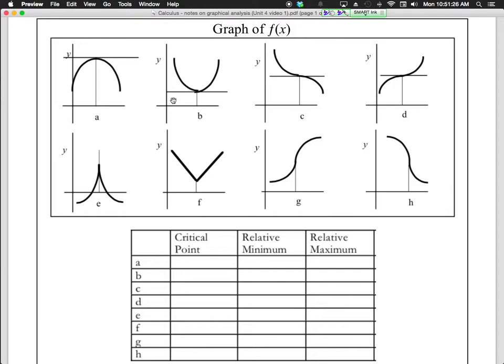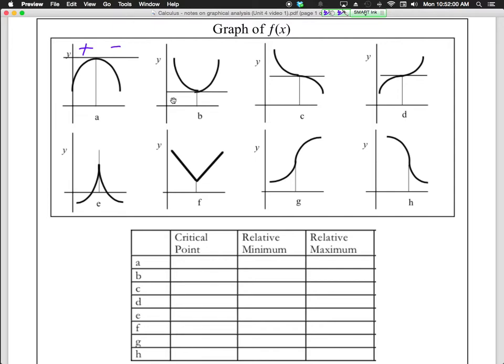if, back here on A, we said the left side was doing what? Increasing. If I'm increasing on f, what am I doing on f prime? Positive. If I'm decreasing on f, what am I doing on f prime? Negative. So I am going to justify a relative maximum using the first derivative by saying my first derivative does what? Changes from positive to negative.